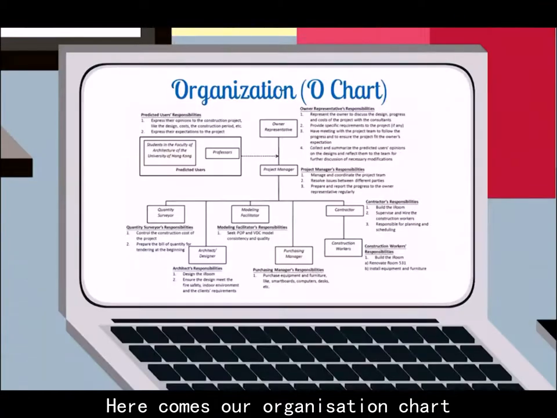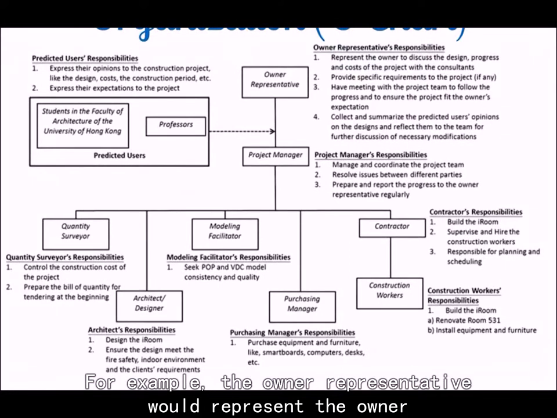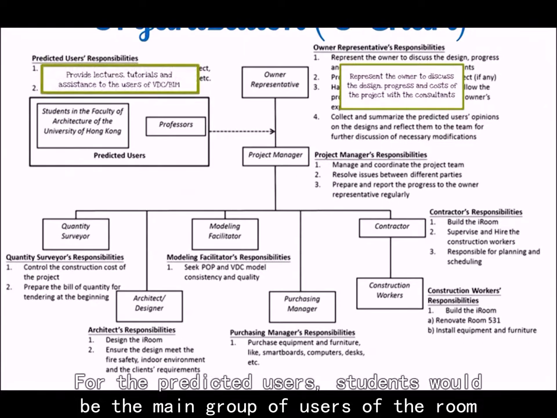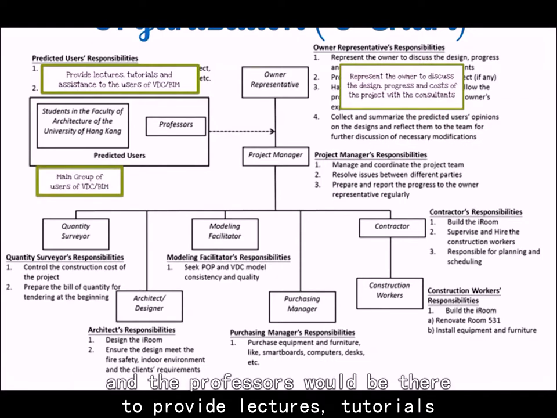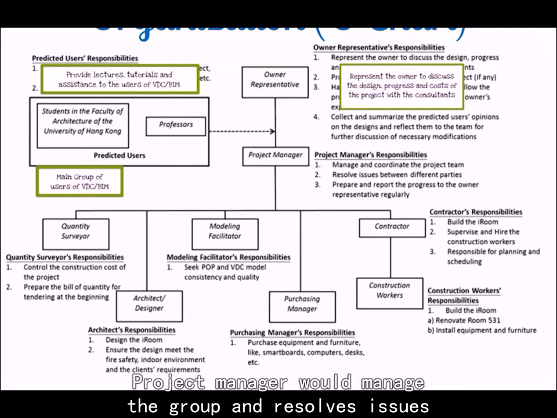So here comes our organization chart. For example, the owner representative will represent the owners to discuss the design, process, and cost. For the intermediate users, the students would be the main group of users of the room, and the professors will be there to provide lectures, tutorials, and assistance to the users.